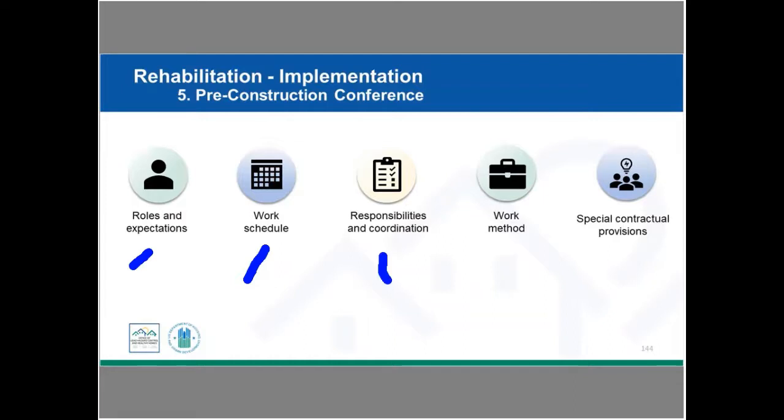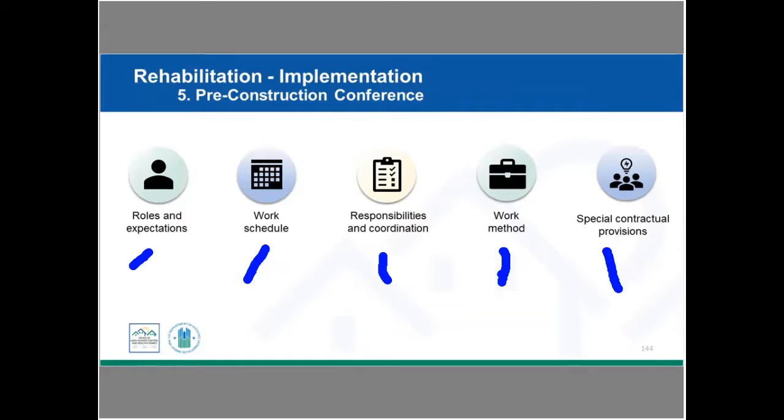The responsibilities and the coordination, who's going to be doing what at what time, be able to work together on that. So who's responsible and who's going to coordinate that. Then we have the work methods. So our work methods are going to include our safe work practices. We need to be talking about setup, occupant protection, cleanup, clearance. These are all different things we might want to talk about in our pre-construction meeting about our work methods.